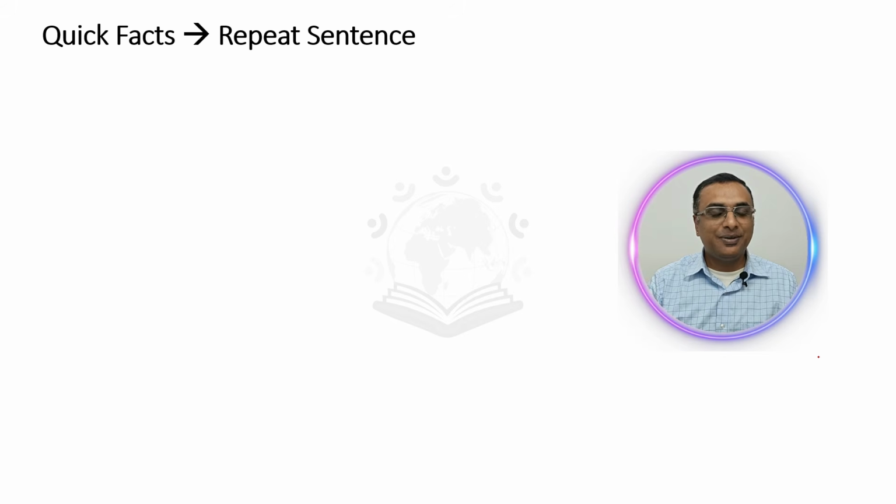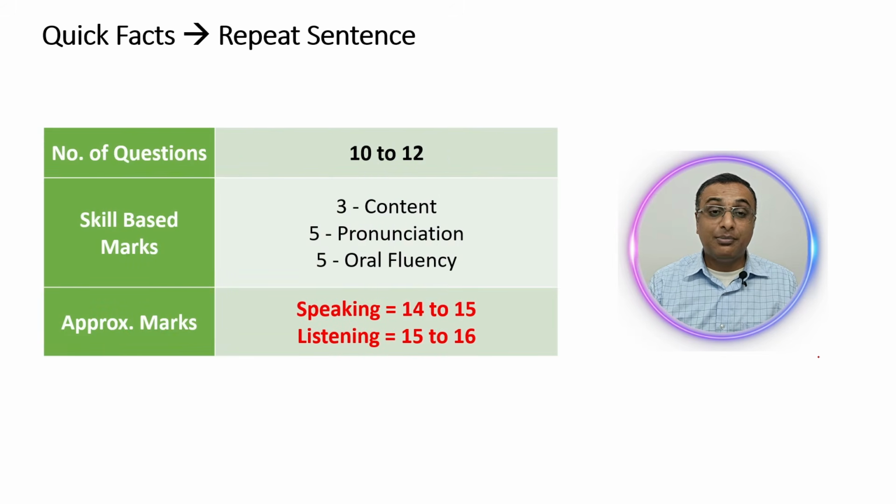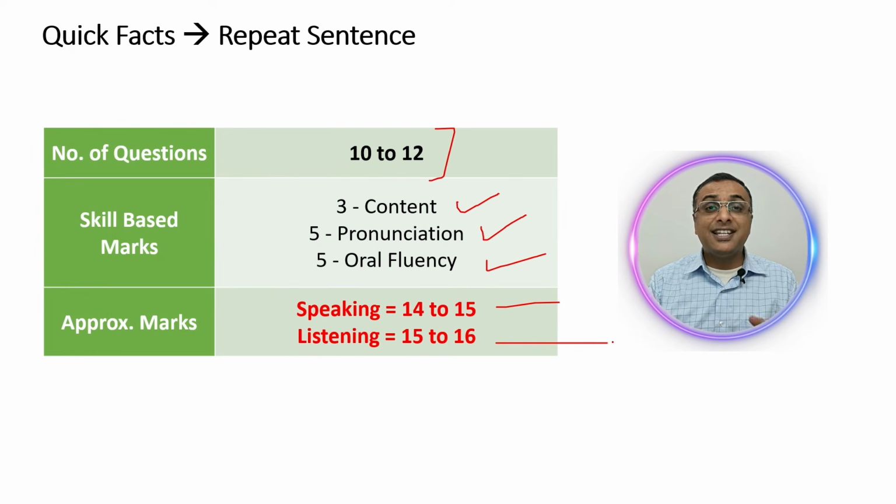Let's move on to repeat sentence. Here you would get about 10 to 12 questions in your PTE exam, and then your marks will be based on these skills: content, pronunciation, and oral fluency. You would approximately get about 14 to 15 marks for speaking, and then 15 to 16 marks for your listening module, because it is an integrated question. That is why it is giving you marks for both these modules. Additionally, remember, it is a fairly important question now.